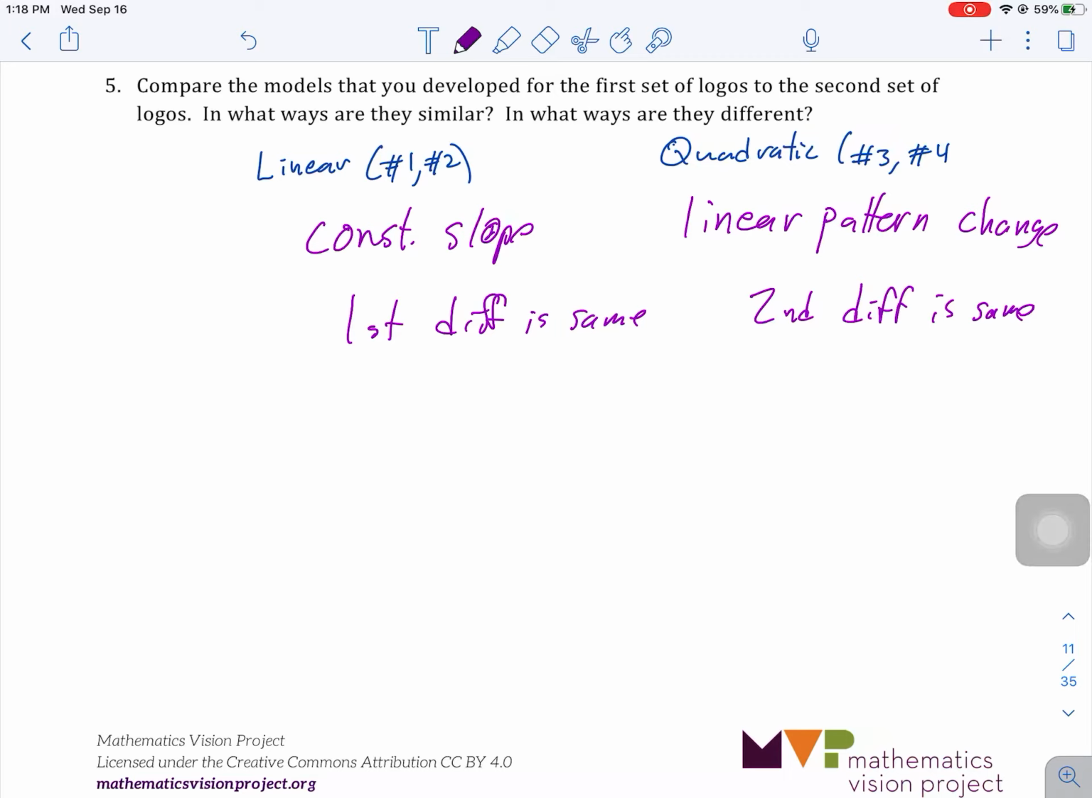The equations are different. Here you're using mx plus b, or point slope, which is m times (x minus x1) plus y1, where x1 and y1 is a point. Here your equation is going to be different. Some number times x squared plus bx plus c. So those are some of the differences here.